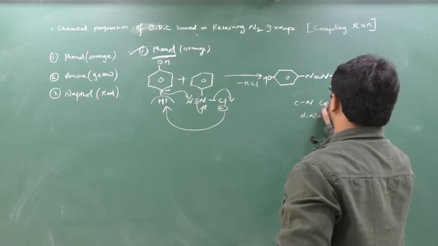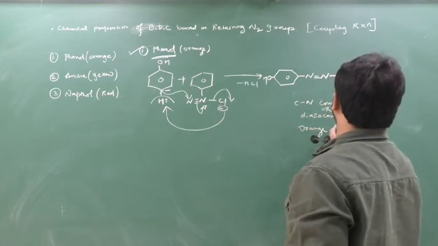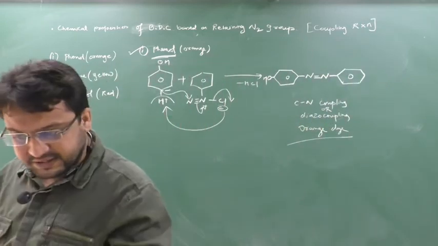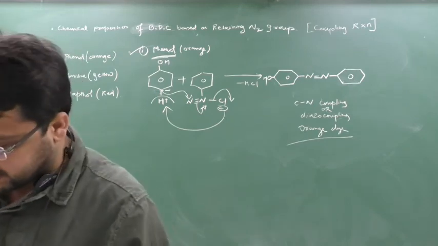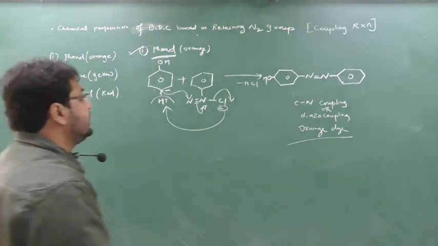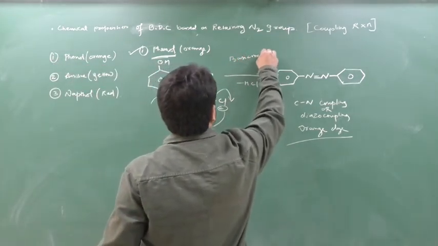Clear? Both the reactions. And this is known as an orange dye. Which color dye? Orange dye. Done? Chalo. So we are going to see the mechanism. Please check it out, the mechanism. The mechanism is a bit tough. And this reaction takes place in a basic medium. Your basic medium is maintained.